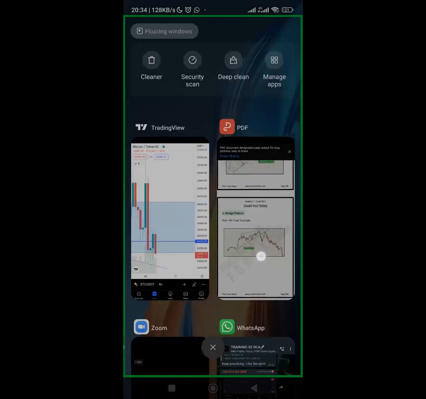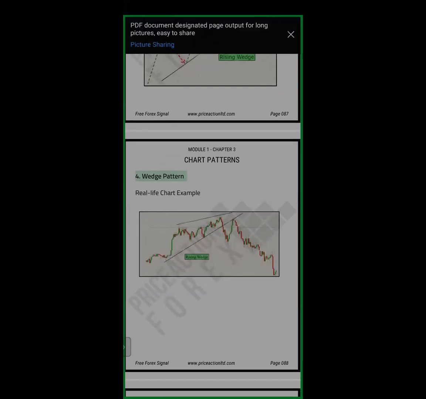All right. I hope you guys have understood the rising wedge pattern very well now. Any question on the rising wedge pattern?